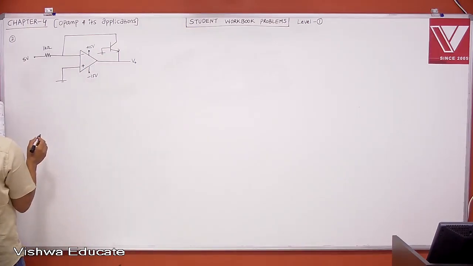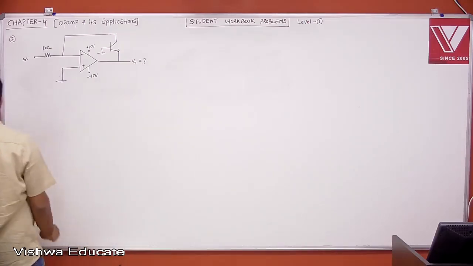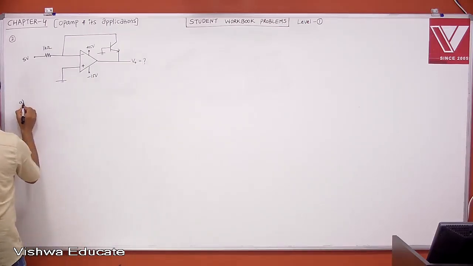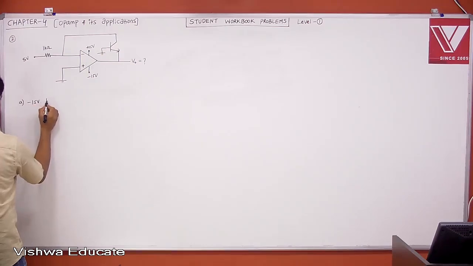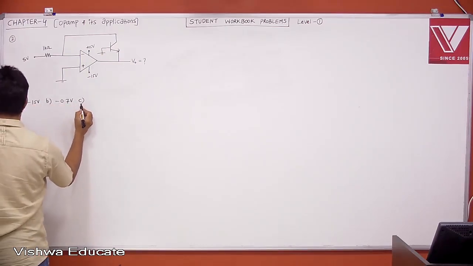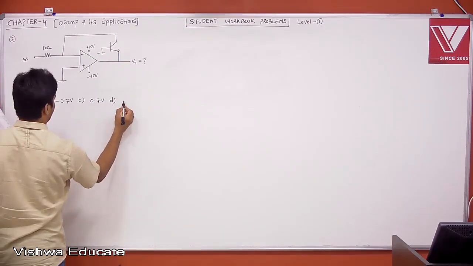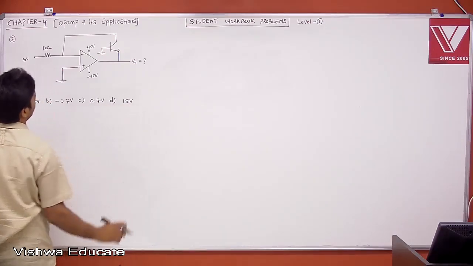Right? Then asking for V0. What is V0? Option A minus 15, option B minus 0.7, option C plus 0.7, option D plus 15 volt. Okay.